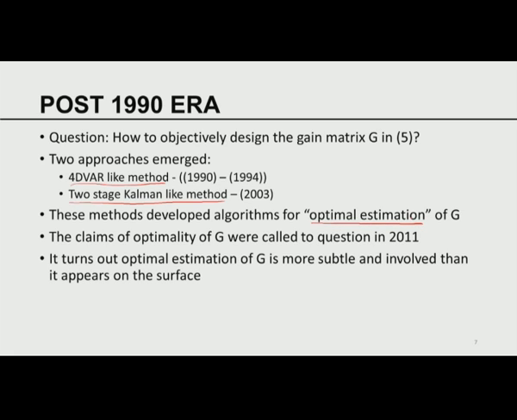So what did they do? Well, G is the unknown, and they wanted to be able to optimally estimate the appropriate value of G. So they brought the full force of least squares based estimation theory within the framework of 4D-Var, or within the framework of two-stage Kalman-like methods.